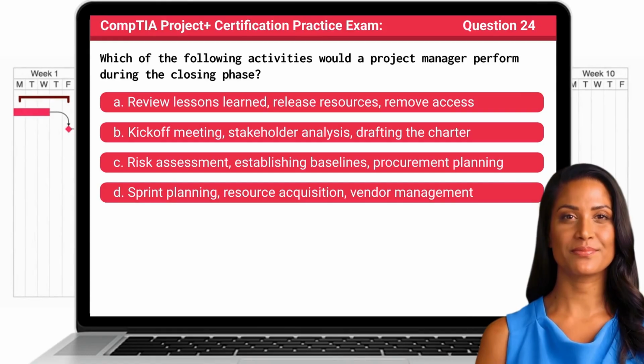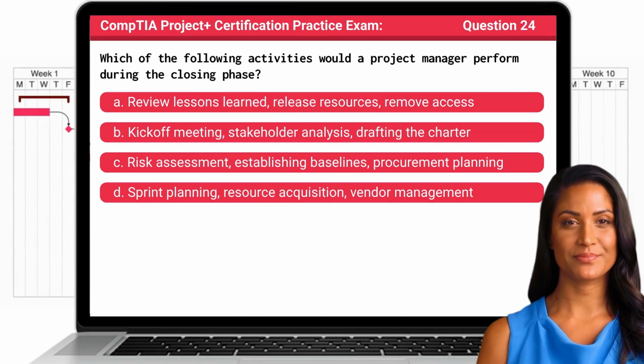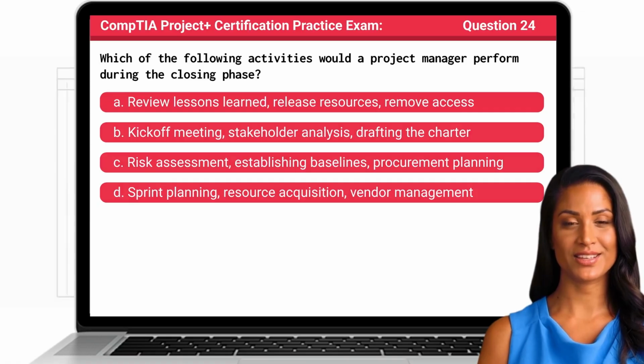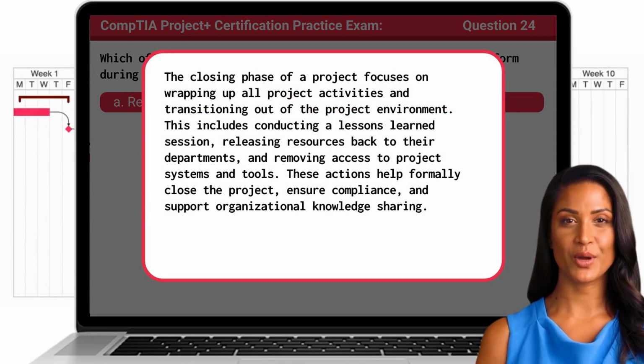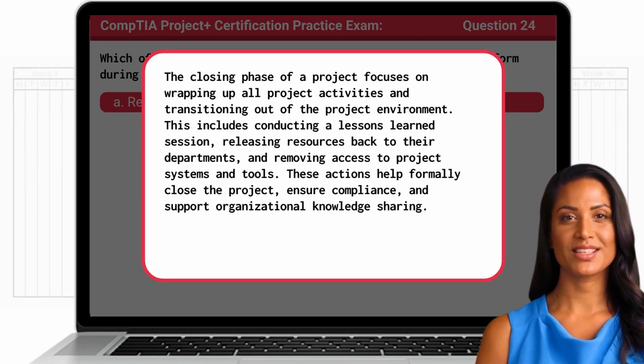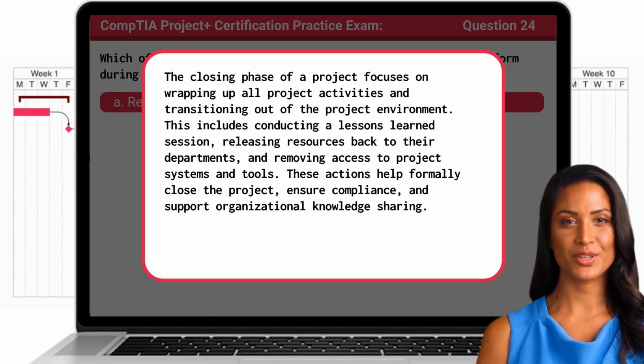Question 24. Which of the following activities would a project manager perform during the closing phase? The answer is A. Review lessons learned, release resources, and remove access. The closing phase of a project focuses on wrapping up all project activities and transitioning out of the project environment. This includes conducting a lessons learned session, releasing resources back to their departments, and removing access to project systems and tools. These actions help formally close the project, ensure compliance, and support organizational knowledge sharing.